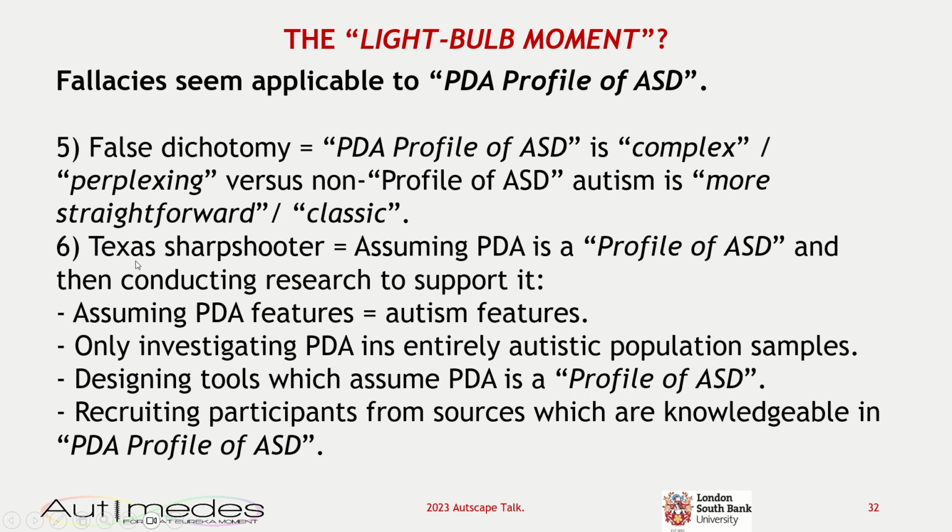There's also a Texas sharpshooter fallacy, which is assuming that PDA is a profile of autism and then conducting research to support it. So it's assuming that PDA features equal autism features. It's only investigating PDA in entirely suspected autistic population samples. It's designing tools which assume PDA is a version of autism. It's recruiting participants from sources which are knowledgeable in PDA profile of autism.